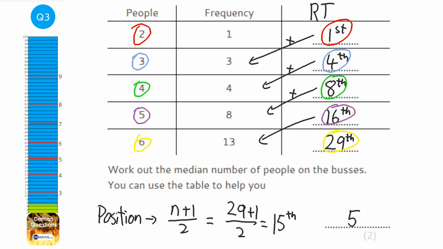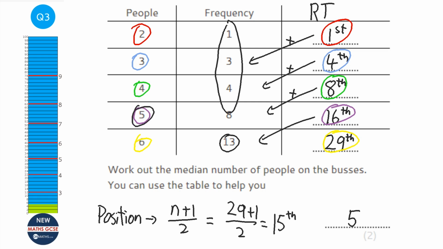Another way of doing it is just having a look at the frequencies. There's 13 in this, and there's kind of 13 in kind of this bit here, so it's going to have to be in this group here. There's loads of different methods for this. The method I've just shown you now is definitely the most versatile method to use, so it's a good one to use if you haven't got one that you are used to so far.